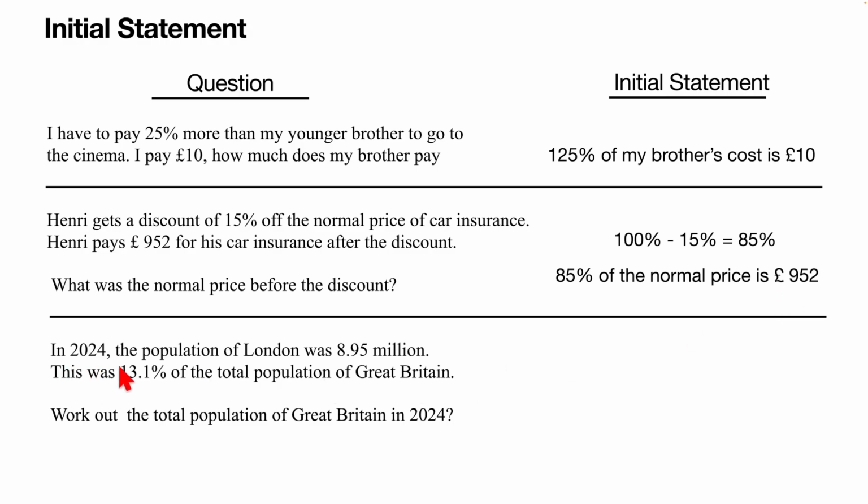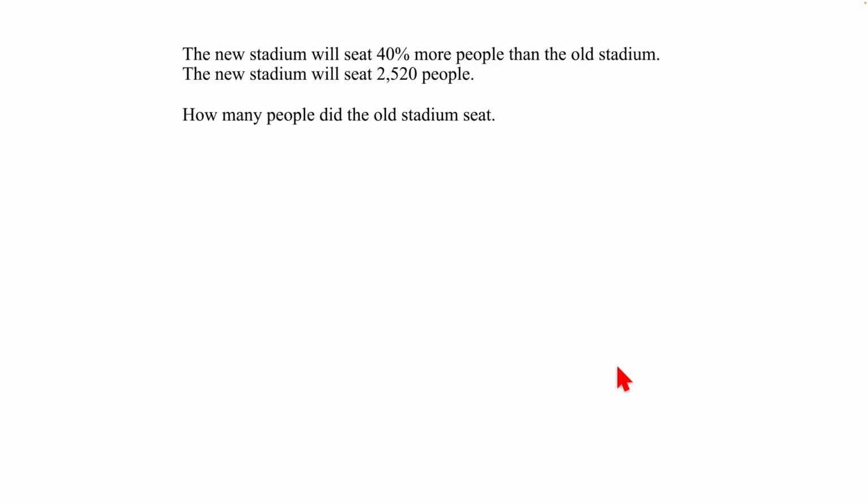In 2024, the population of London was 8.95 million. This was 13.1% of the total population of Great Britain. Work out the total population of Great Britain. Well, in London, we have 13.1% of the total population, and that's equal to 8.95. So 13.1% of the population of Great Britain is 8.95. So these statements, they're not obvious, but once you've got them, things become quite straightforward.